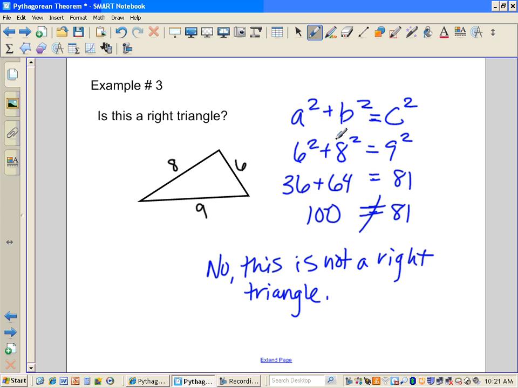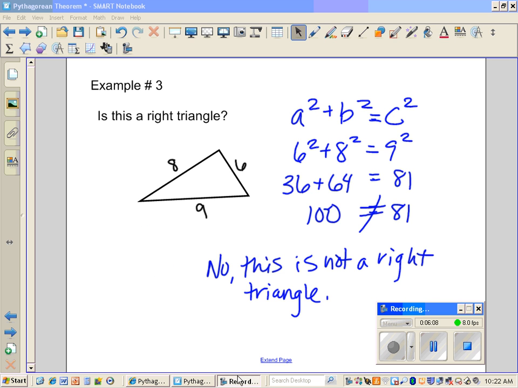If the relationship did work out to be true, say this was 10, so 100 is equal to 100, then we say yes, it is a right triangle. That's it, pretty straightforward. Hopefully a review. We'll practice this in class.